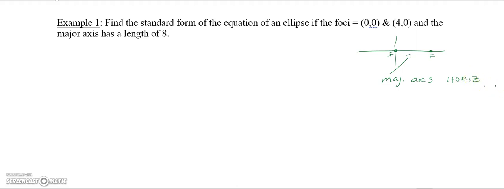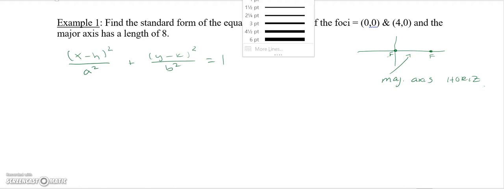So since the major axis is horizontal, I know I'm going to use the horizontal formula, which is (x minus h) squared over a squared, where I put the larger number a squared under my x, plus (y minus k) squared over b squared, with the other number b squared on the bottom, and that's going to equal 1. So I have to find the center.